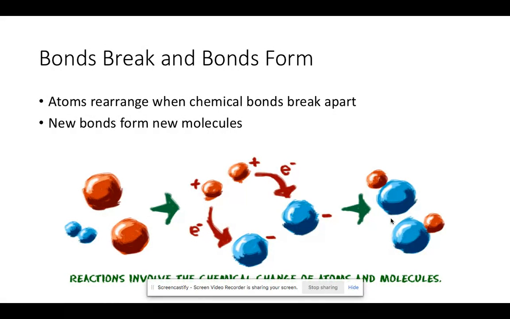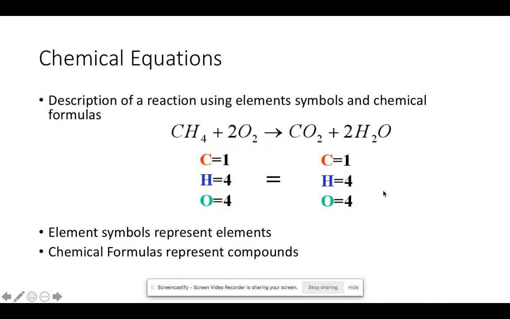So these two change into completely new combinations over here of the same elements. During a chemical reaction, bonds break and new bonds form. So atoms rearrange when chemical bonds break apart, and then those new bonds form new molecules. So here, these two broke apart, and then they are rearranging to be bound to each other. So before they were bound together, and now they are bound to each other.